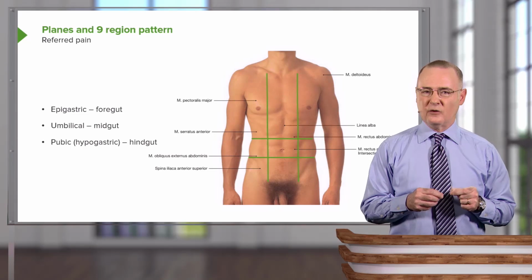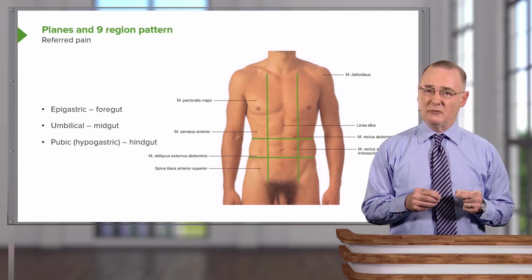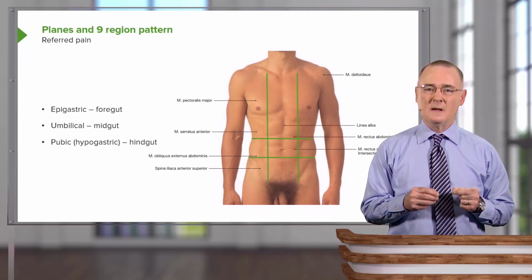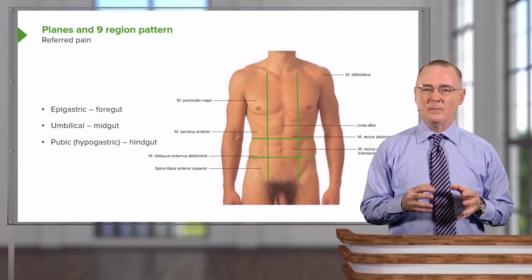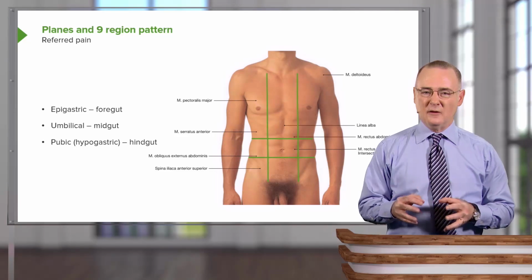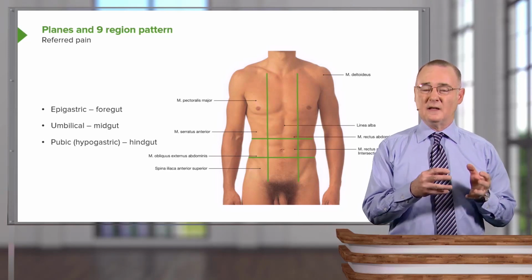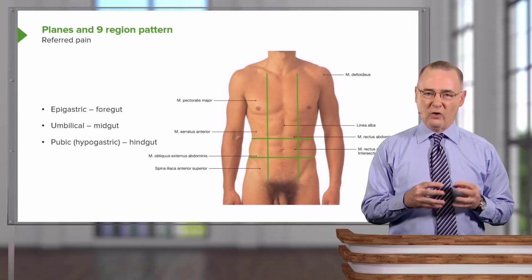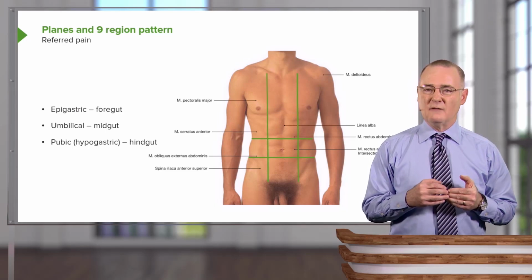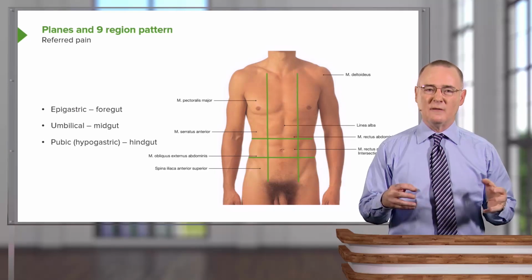Adult structures derived from the foregut would include the esophagus, the stomach, liver, gallbladder, pancreas, and the proximal portion of your duodenum. The midgut-derived structures would include the distal duodenum, all the remainder of the small intestinal segments, the cecum, appendix, ascending colon, and about the proximal half of your transverse colon. And then the hindgut would give rise to the distal portion of your transverse colon, descending colon, sigmoid colon, rectum, and a portion of the anal canal.